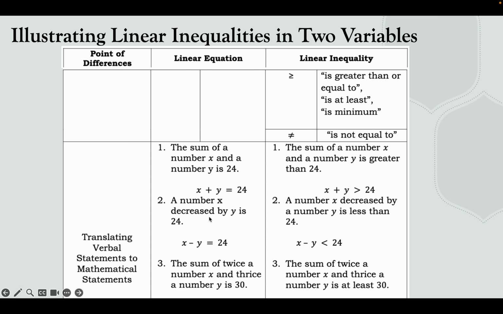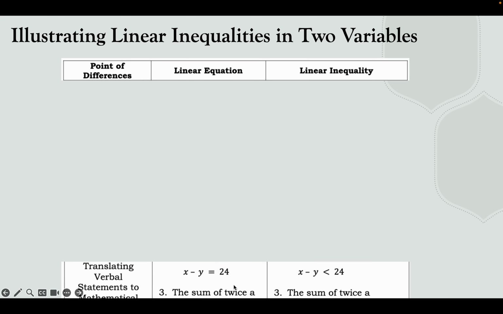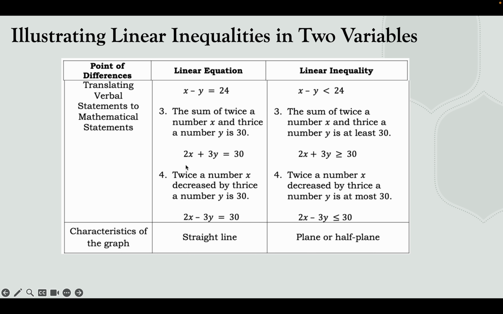A number x decreased by y is 24. So we have x minus y equals 24. And the sum of twice a number x and thrice a number y is 30. So we have 2x plus 3y equals 30. Twice a number x decreased by thrice a number y is 30. So 2x minus 3y equals 30.